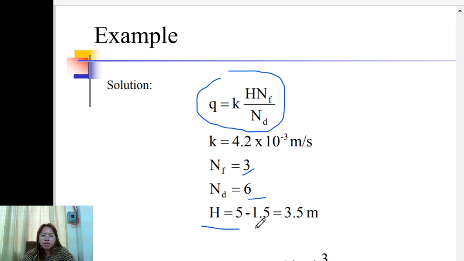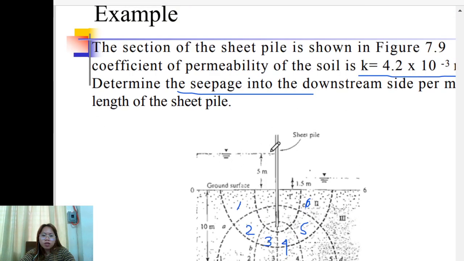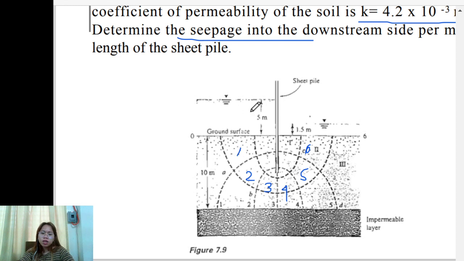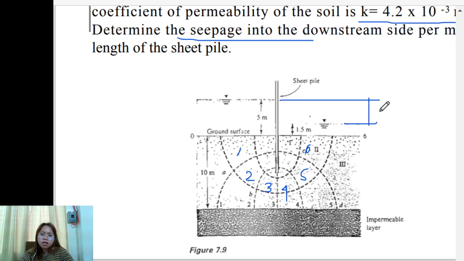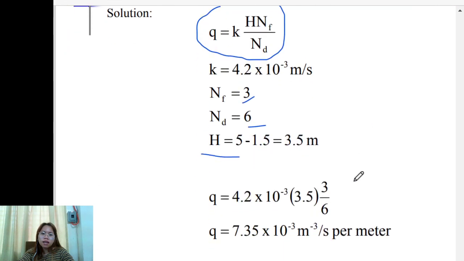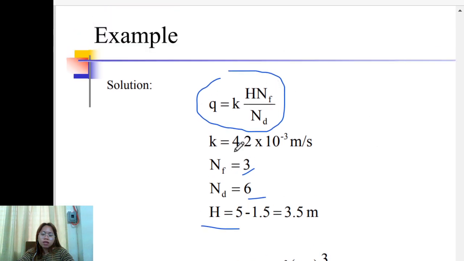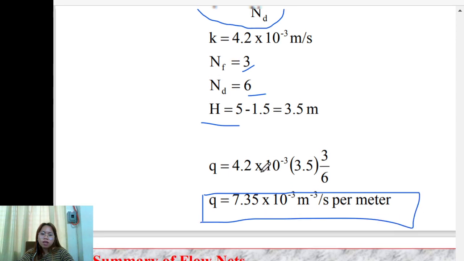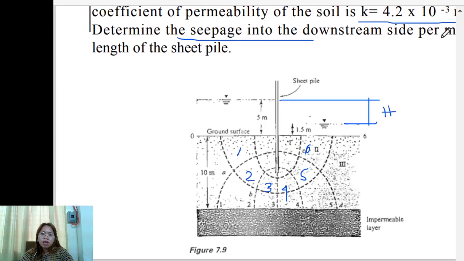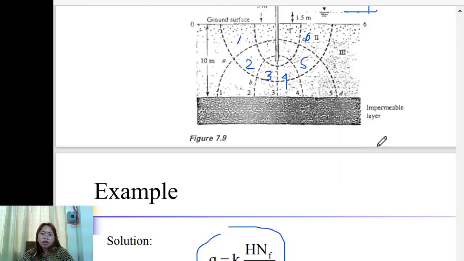And H is the difference of the pressure head, I mean head, no? Elevation head. It is the head loss, no? If you remember Bernoulli's equation, that is actually just Z, no? So 5 minus 1.5, this is actually the distance, no? This is the H. So, by using this formula, we can have the value of the seepage per meter length of sheet pile in the downstream, no?